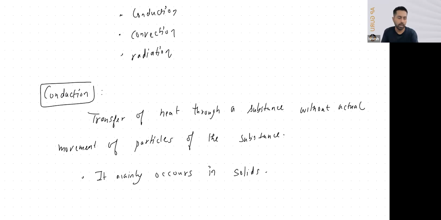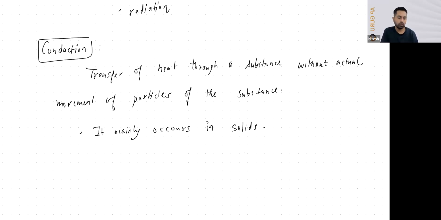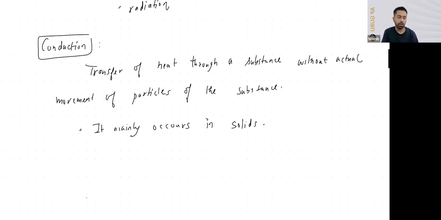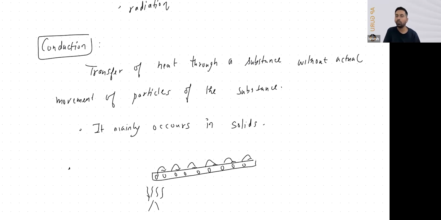Now let's talk about how it happens. Usually the particles of the place where it's heated vibrate faster, and from that part they transfer the energy to the neighboring particles. For example, if this is a rod and I'm heating one part of the rod, the heat energy gets transferred from one molecule to another. It transfers the energy to this one, this one, this one. That way, the heat gets transferred to the final molecule.